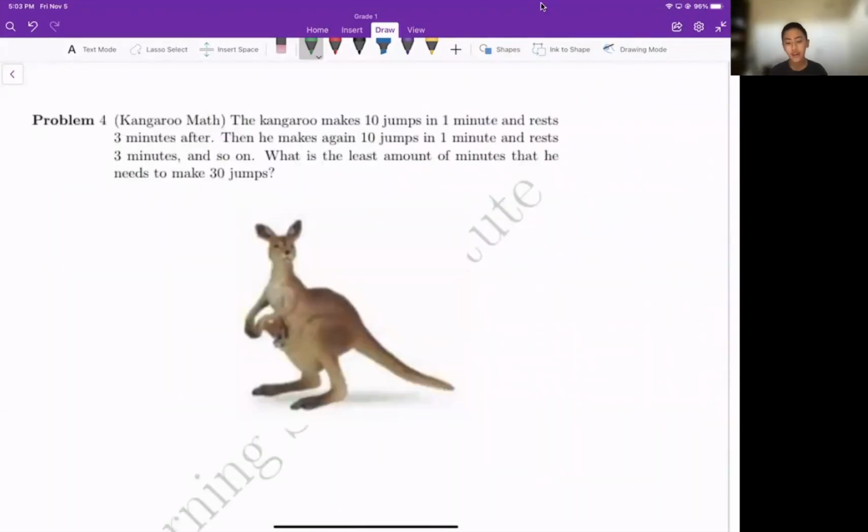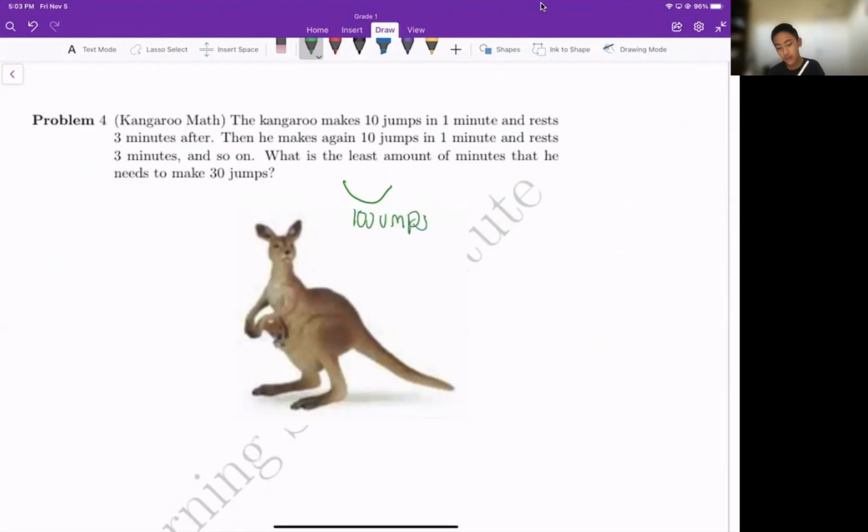For problem 4, it says the kangaroo makes 10 jumps in 1 minute and rests 3 minutes after. Then he makes again 10 jumps in 1 minute and rests 3 minutes, and so on. What is the least amount of minutes that he needs to make 30 jumps? So let's start off with 10 jumps.